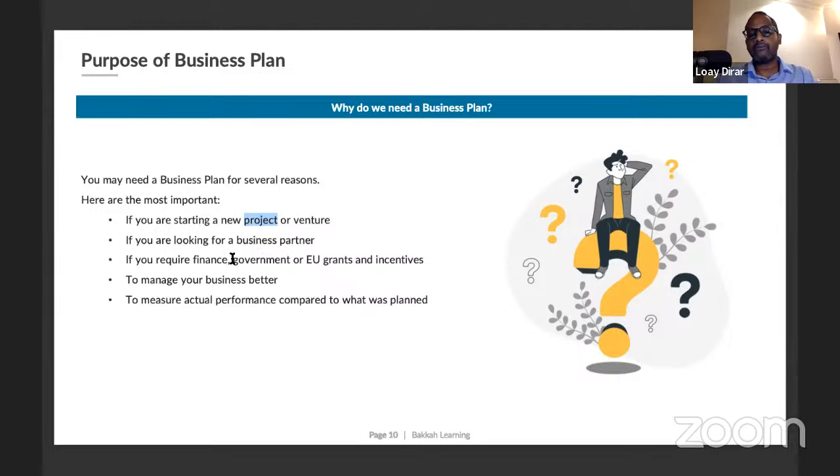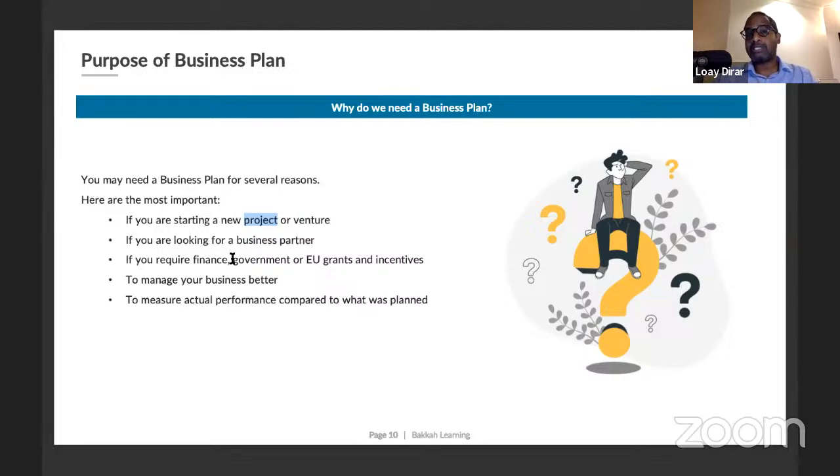If you're looking for a business partner, someone who's going to help you share the expenses and share the risks for any kind of new idea that you want to dive into, you better make sure that you have a convincing document that will convince the partner to think seriously about partnering with you.